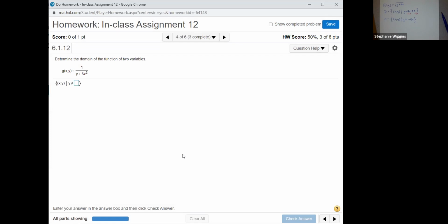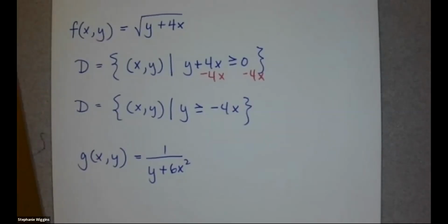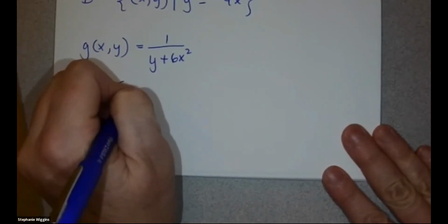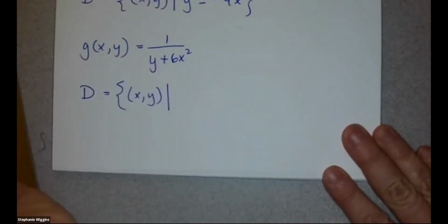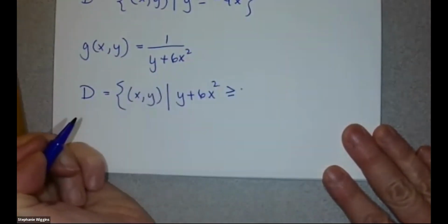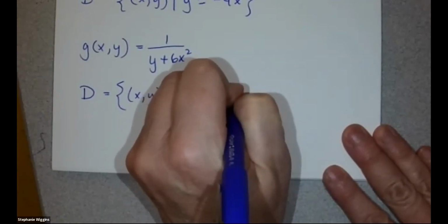And finally, we have a situation where we have a denominator. So this time we have g of x, y equals 1 over y plus 6x squared. And any ordered pair works except for the one where the denominator is 0. So we're going to express the domain then as the set of all ordered pairs x, y, such that y plus 6x squared is not equal to 0.